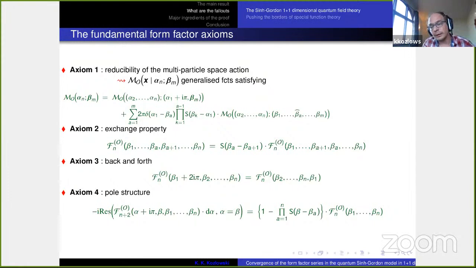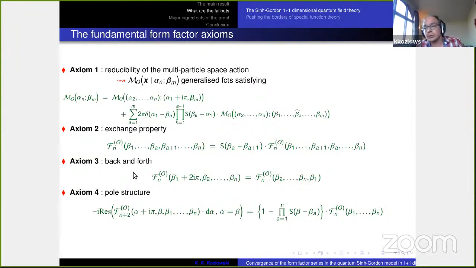So the axioms tell you that these kernels should be, in a certain sense, compatible with the scattering. If you exchange two particles in the arguments of these kernels, then you should get a prefactor given by the S matrix of the difference of the exchanged rapidities. Then you have some axioms which tell you what happens when you continue analytically the function up to the real axis shifted by 2I pi. It's a sort of Riemann-Hilbert problem axiom.